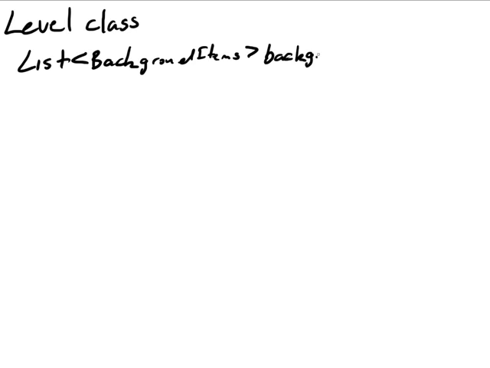Rightio. So we are going to need to give it a bunch of things. First off, it's going to need to have a list of background items, called backgrounds. We're also going to need to have a list of actors, called actors.